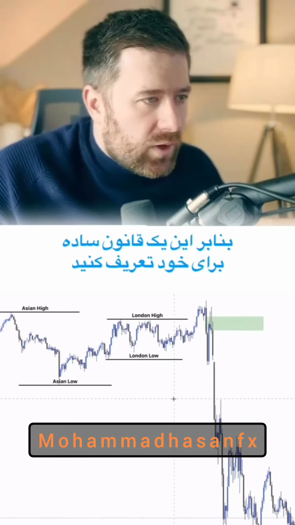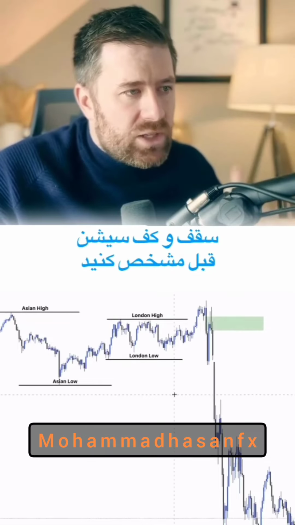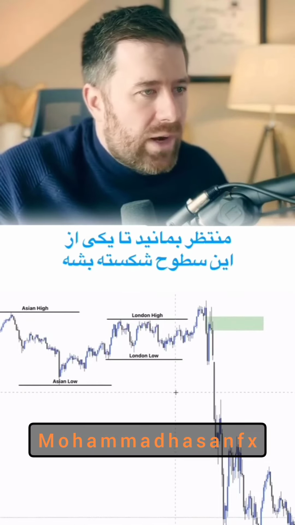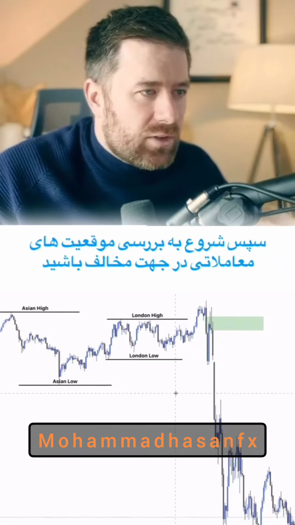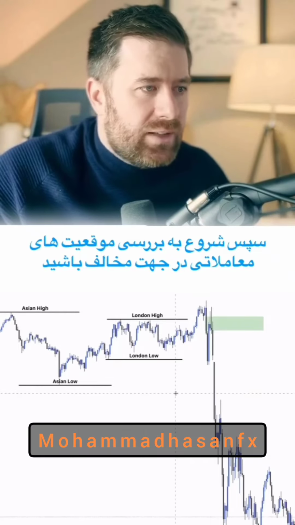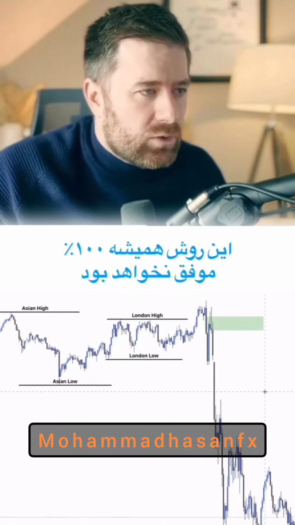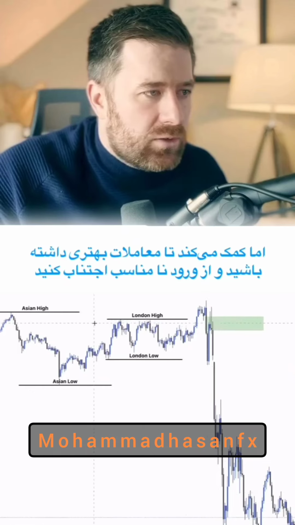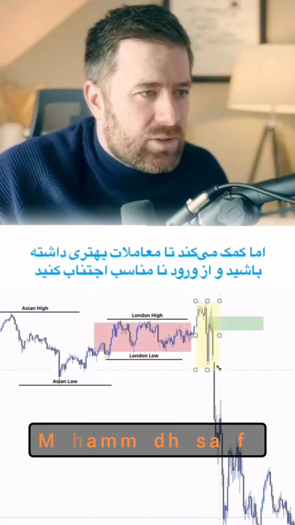So set yourself a very simple rule. Mark out the previous session high and the previous session low and wait for either side to be swept and then start framing setups to take price in the opposite direction. It doesn't work every single time, but this is going to help you with regards to not taking entries and taking better entries in here.